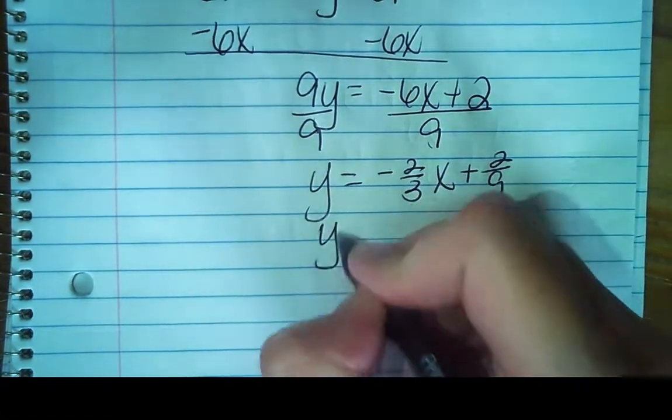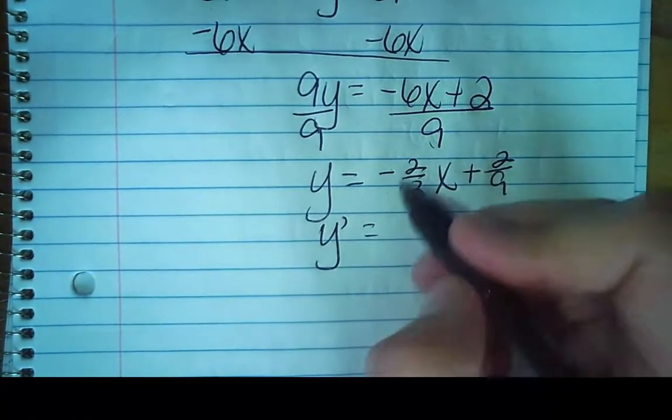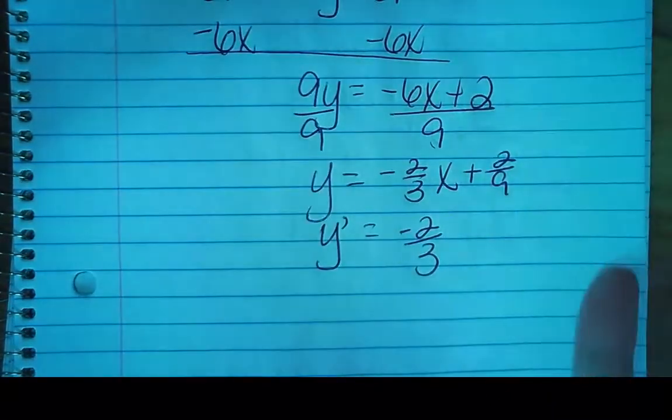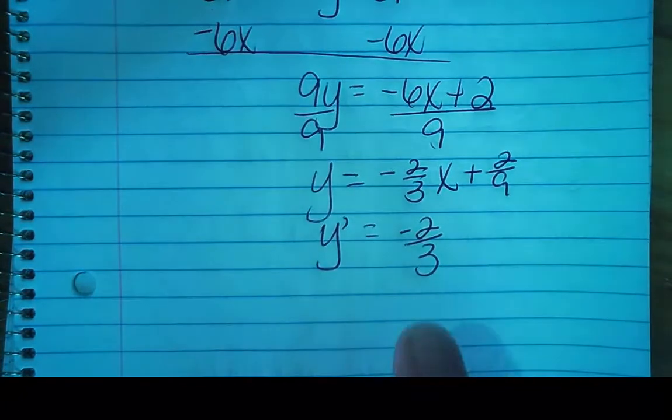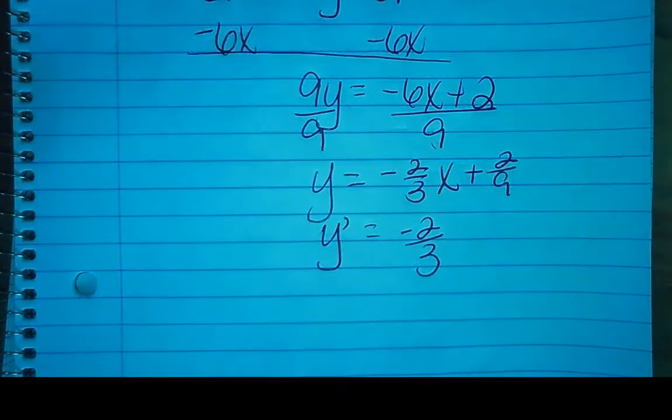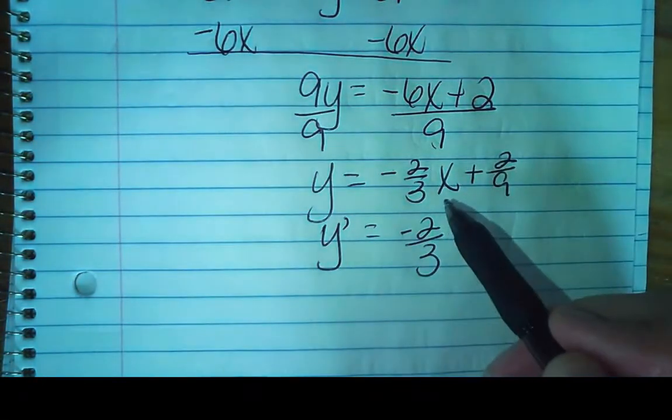I need to do a derivative. So the derivative here is a negative 2/3. And we're done. So again, what's the derivative? It's the formula for slope, for instantaneous rate of change, or the formula for slope of the tangent line. So I did that. It's done.